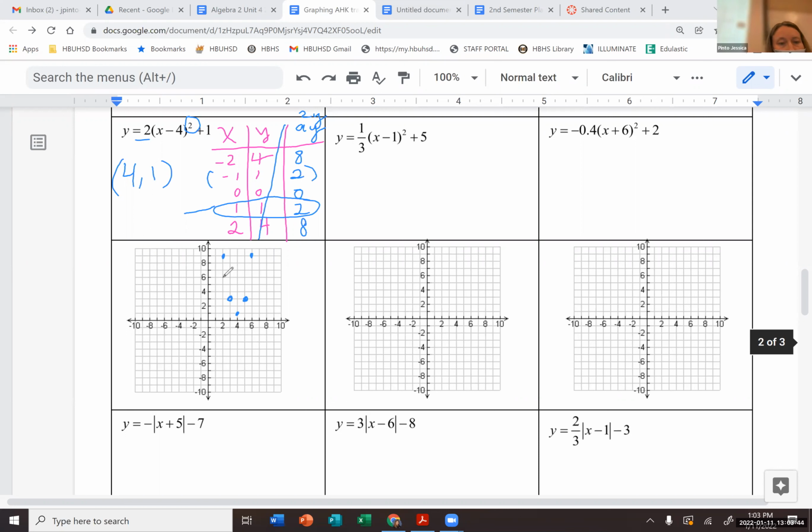Wait, how are you graphing it with 3 numbers? I'm graphing the 5 ordered pairs that I just created. -2, 8, -1, 2, 0, 0, 1, 2. Yes, I slash this out. I don't use it anymore. Great, you did your service. It helped me create the AY table. Now I connect the dots.